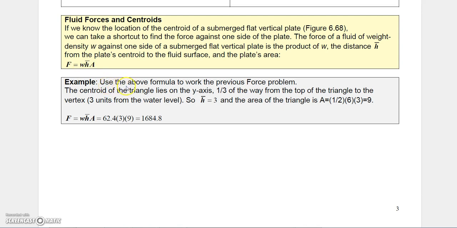So you could use that formula to work the previous force problem. Basically, you would say the force is w, the weight density of water, times h-bar, the depth of the centroid, which is 3 units from the water level, and then the 9 is the area of the triangle, which you can easily get using your formula for the area of a triangle. So you would get 62.4 times 3 times 9, and you get the same answer we got before. That's actually much easier than the way we did it using the thin strip.